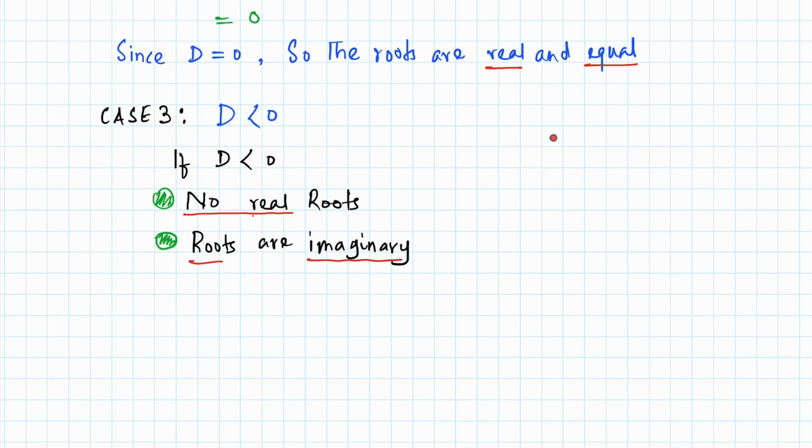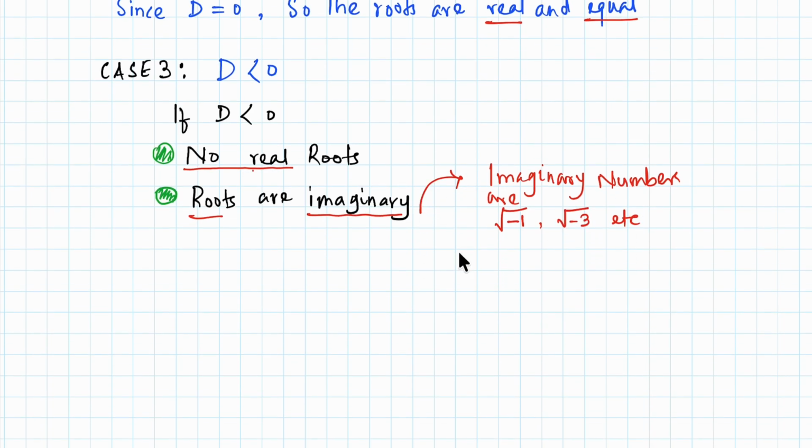Now what is this imaginary number? Let us see. An imaginary number is a number like, for example, root over minus 1 or root over minus 3. Anything under the square root, a negative number under the square root, gives an imaginary number. So root over minus 1, root over minus 2, etc. These are all imaginary roots.